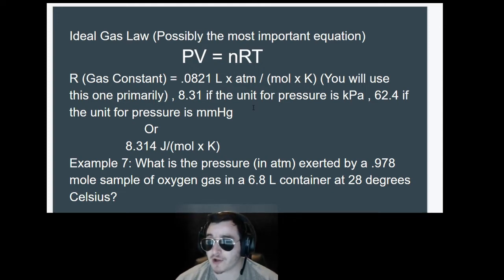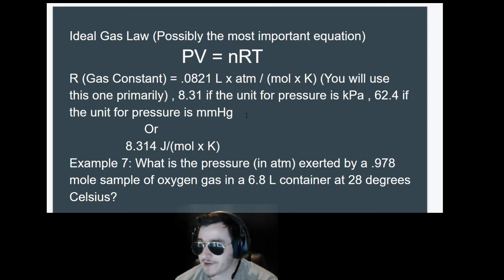Just like in the last video, they're giving us all of the variables except for one. We're looking for pressure. And because it says it wants it in ATM, we might as well utilize the R value that utilizes ATM so that we don't have to do any converting in the end anyway. Aside from that, always double check to make sure that your temperature is going to be converted to Kelvin. Here we're starting out at Celsius, so we do have one preliminary step that we have to do.